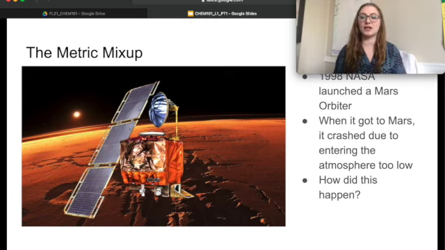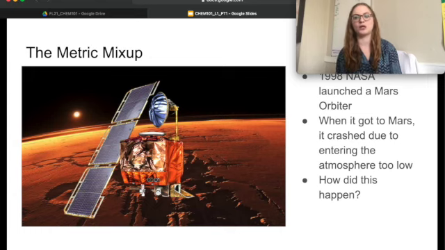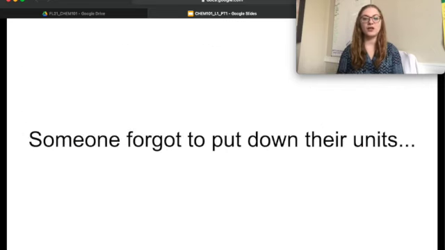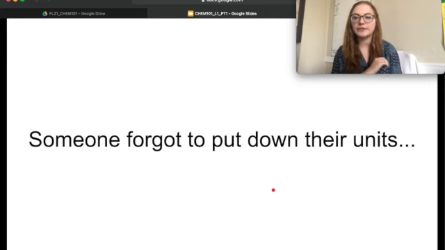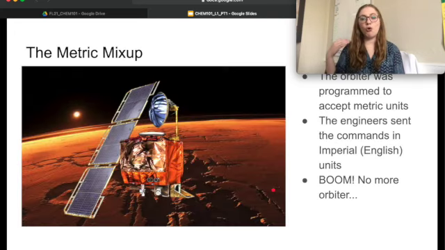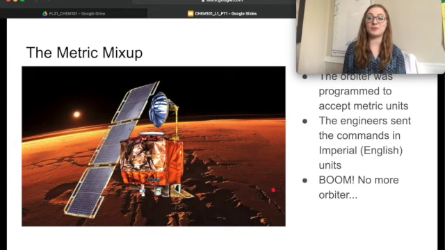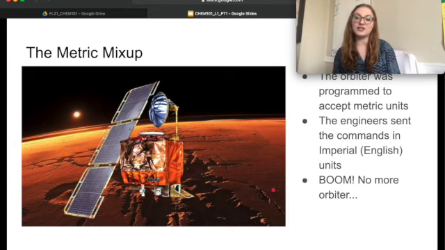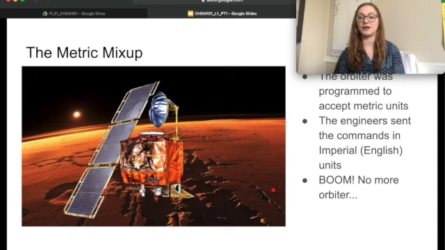They're monitoring its progress as it's heading towards Mars, and all of a sudden, when it got to Mars, it crashed because it entered the atmosphere too low. How in the heck did this happen? Well, in the end, realistically, it was because someone forgot to write down their units, okay? The orbiter itself was programmed to accept metric units by the computer programmers that put it together. However, the engineers that were sending the commands to the orbiter actually sent the commands in English units, or what we might call imperial units, if you're as old as I am.